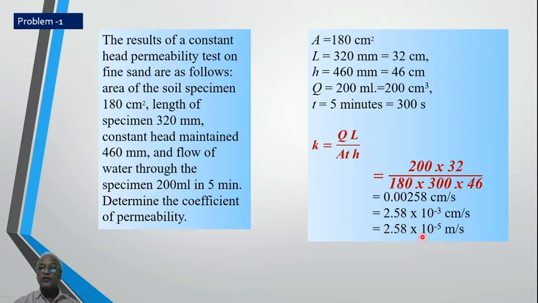K has got units of velocity. K is defined as the velocity under unit hydraulic gradient, because you know that it is defined with taking Darcy's law as the basis. So K is nothing but V when I is equal to 1. That's how the K is defined, coefficient of permeability. Okay, we'll go for the next one.